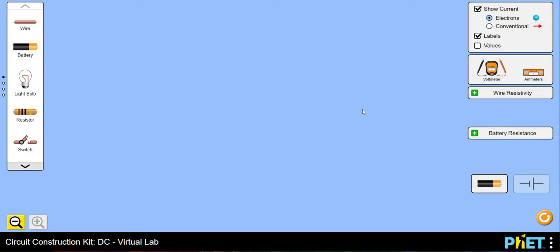Welcome to the Queen's College Physics Department's online DC Circuits lab. Because we're not in the lab, we can't access our components, and we're going to use this simulation instead. It's called the Circuit Construction Kit, and it's supplied by the PhET website, which is a part of the University of Colorado. For this lab, we're going to follow the online manual, just as you normally would.